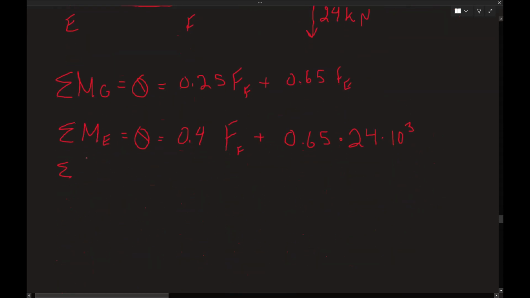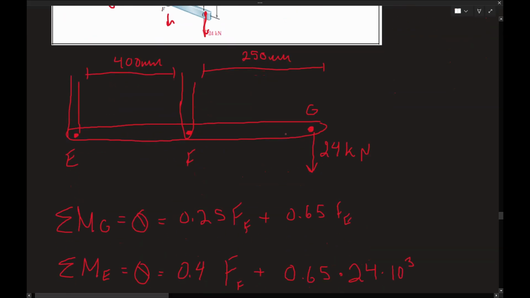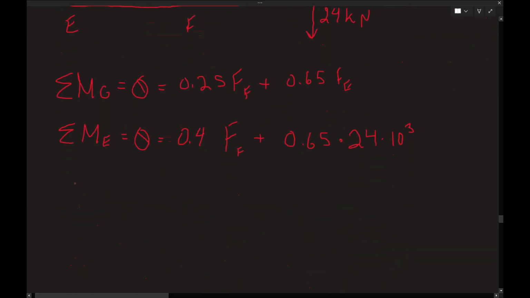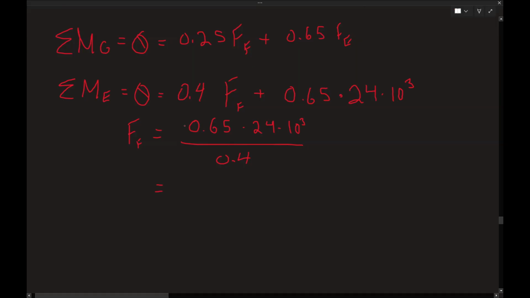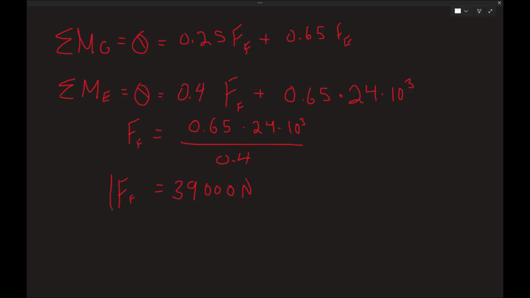We could do another sum of moments for F to see this compared to that, except we don't actually need it. Let's do it anyway. Let's first solve for this. F F is equal to 0.65 times 24 times 10 to the 3 all over 0.4. This is the magnitude, so this is just the absolute value of these, so I'm ignoring the fact that the F has to be negative. 2, 4, 10 to the power of 3 all over 0.4. Boom. So I got F F is equal to 39,000 newtons.